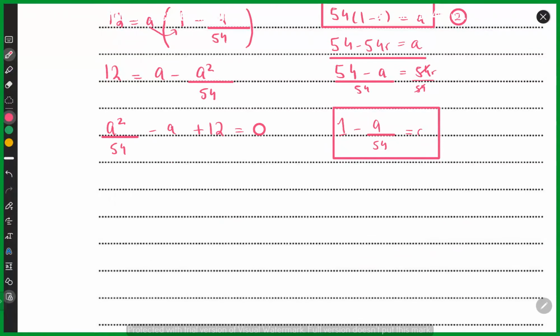And now I'm just going to multiply the entire equation with 54, just so I'm able to get rid of this. So when I will do that, this 54 and this 54 would be cancelled, but not like this. Let me do it stepwise. This would become a squared minus 54a plus 12 multiplied by 54 is going to give you 648 equals 0.